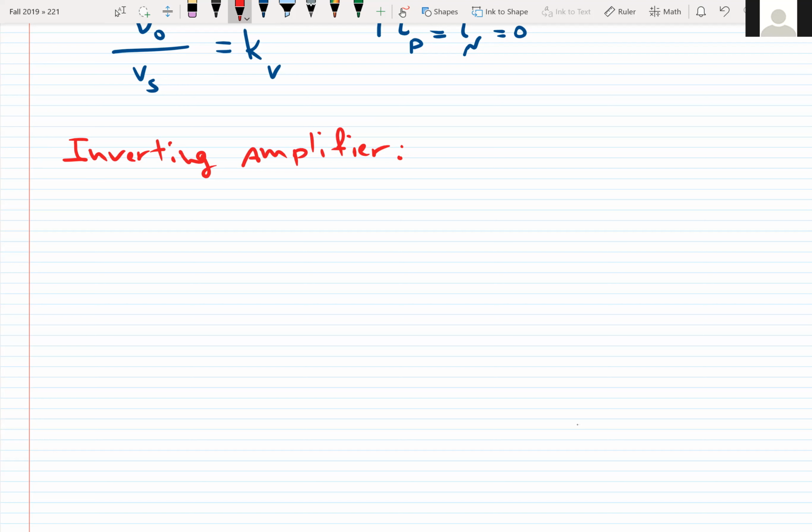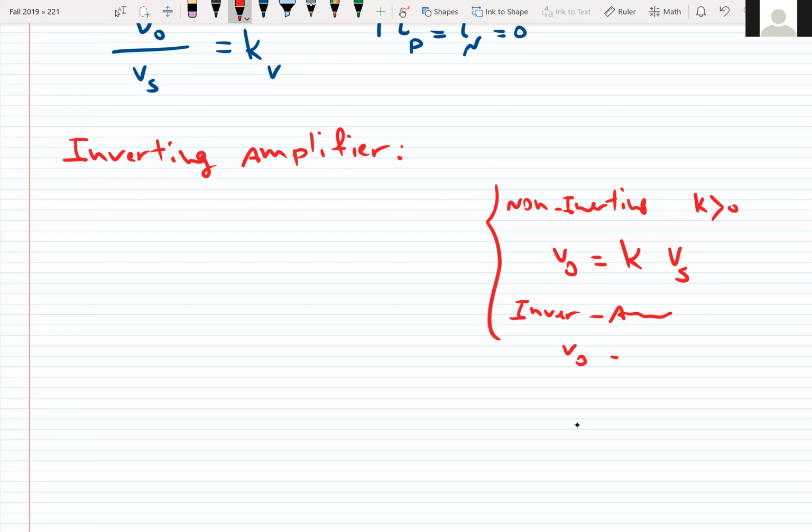Okay, so we can say in non-inverting, the output is VO equals KVS. Let's assume K is a positive number. And in inverting amplifiers, VO is negative KVS. Okay, so that's it. So VO is negative KVS for inverting amplifiers, considering K is a positive number, and for non-inverting VO is KVS.